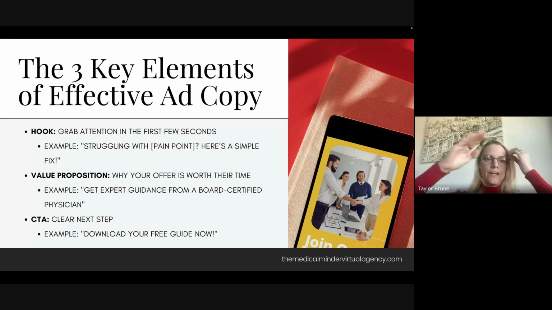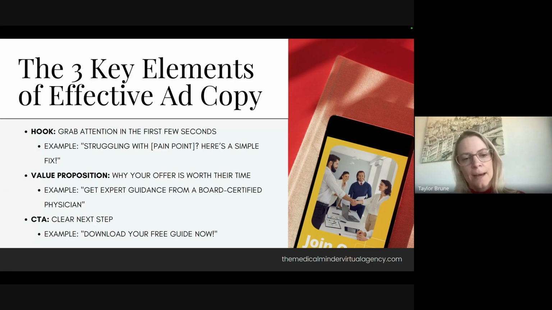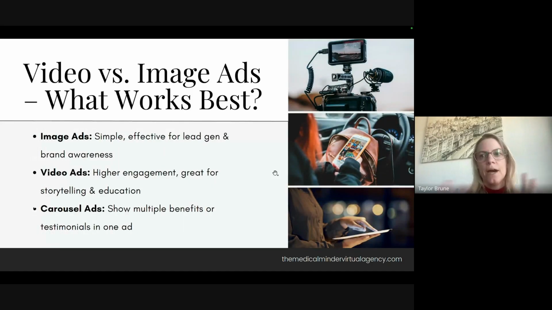And then you go into the value proposition, why you can help them, why you can transform their life, and then get expert guidance from a board certified physician through this course, or get expert guidance from a board certified physician with a discovery call, etc. And then a clear next step: download your free guide now, purchase the course now, etc. So this is very basic, just so you can see how it's framed.